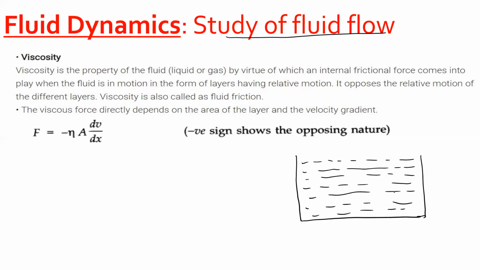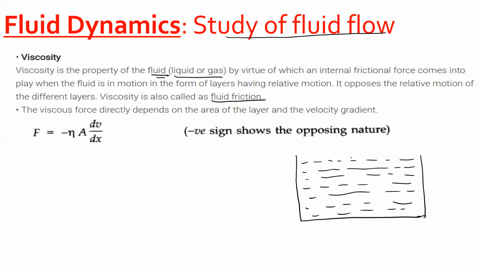So what is viscosity? Viscosity is basically the property of the fluid, that is liquid or gas are called as fluids, by virtue of which an internal frictional force comes into play when the fluid is in motion in the form of layers having relative motion. It opposes the relative motion of the different layers. Viscosity is also called as fluid friction, right?